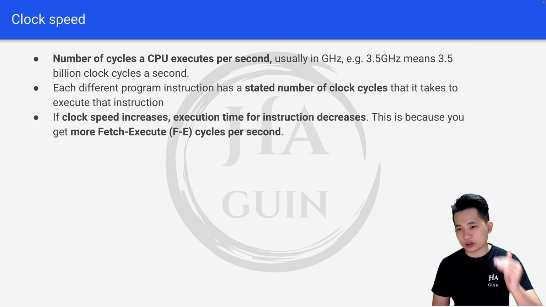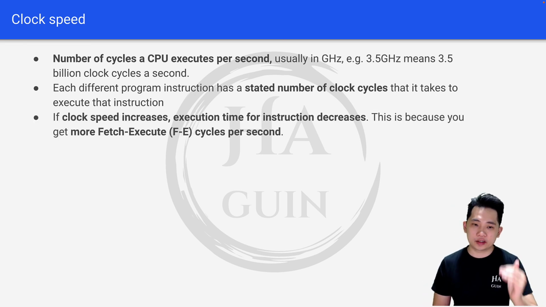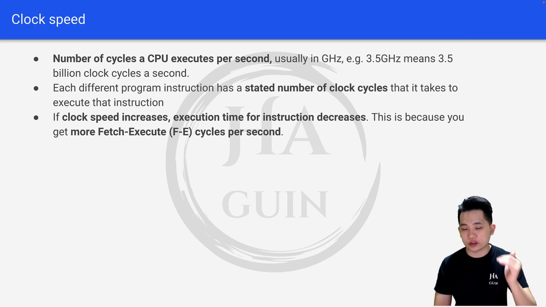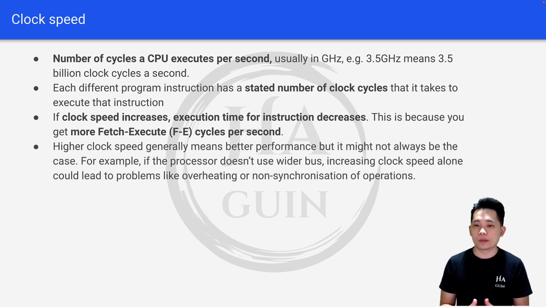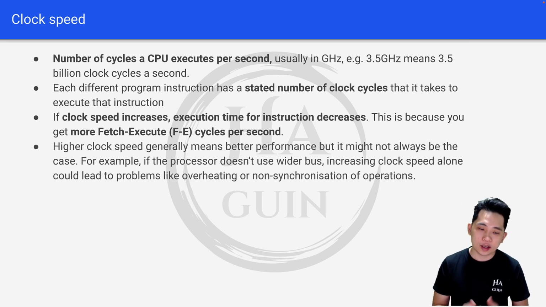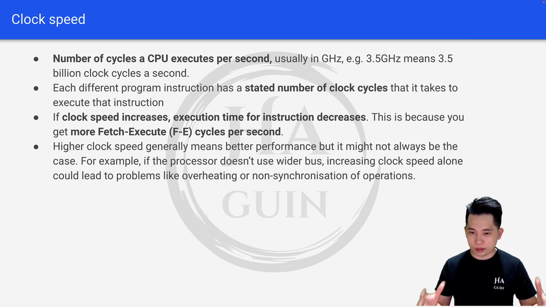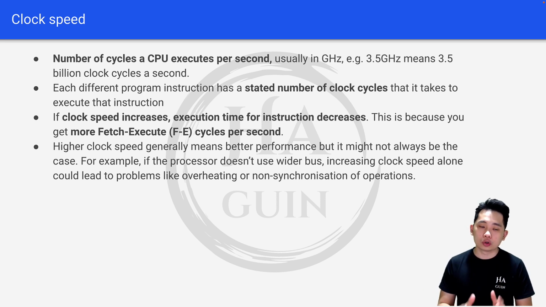And next, if clock speed increases, it means that the execution time for an instruction also decreases. That is because you get more execute cycles per second. Higher clock speed generally means better performance, but it might not always be the case. That is because if the processor doesn't use a wider bus, increasing clock speed alone could lead to problems like overheating and non-synchronization of operations. So in order to improve the performance of the processor, we have to increase the clock speed and the other factors that we mentioned as well.